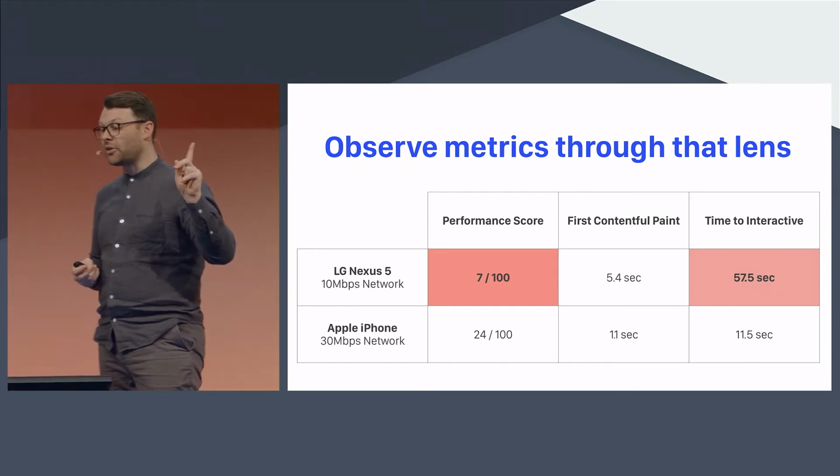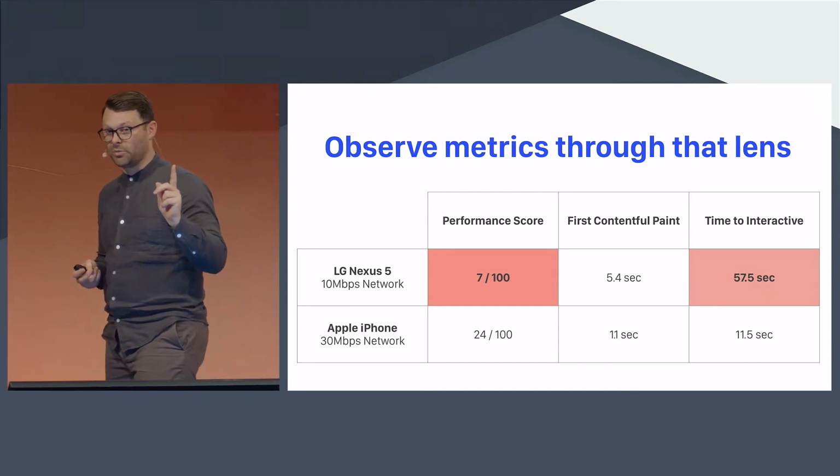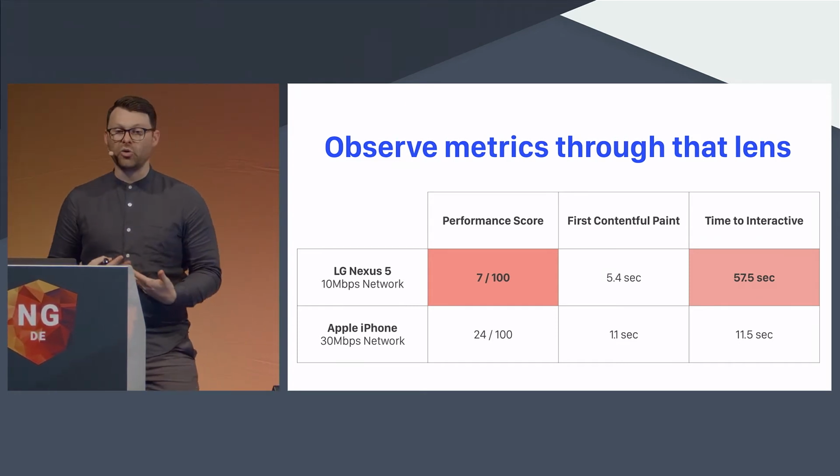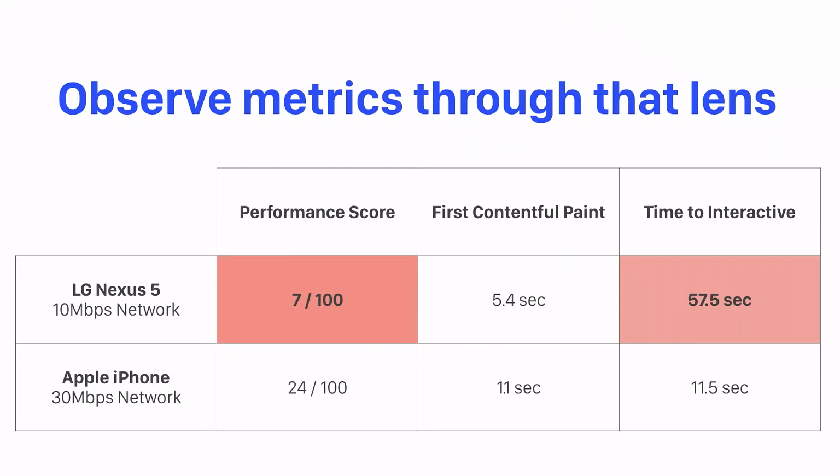But we can see that the main thread was very, very hampered by performance. So if we were to look at these metrics and say, where would we put our effort into first, it would absolutely be into main thread JavaScript performance.